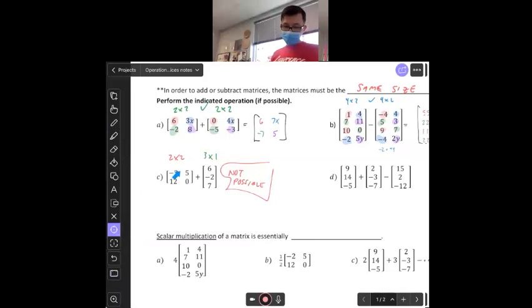Like the -2 can match up with the 6, and the 12 can match up with the -2, but then the 5's got nowhere to go, and the 0's got nowhere to go, and the 7 doesn't have anything to add to. So they don't match up. Okay?